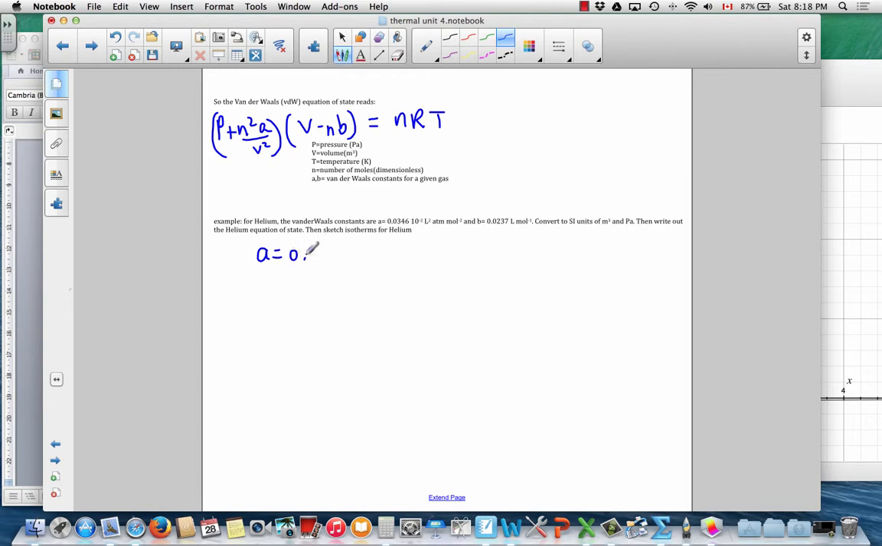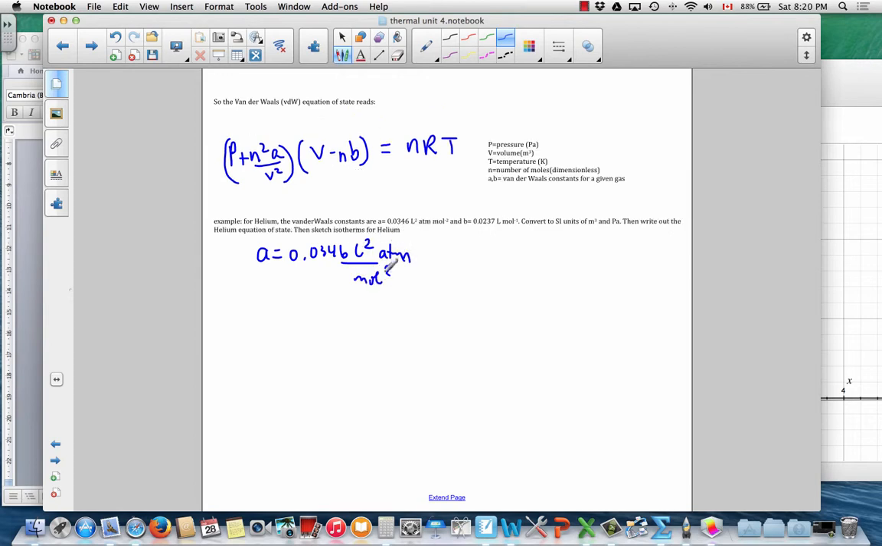So this is 0.0346, and the units are liter squared atmosphere per mole squared. So first of all, we have to convert liter. A cubic meter is 1,000 liters, and then we have to do that twice. Then we have to convert atmosphere.